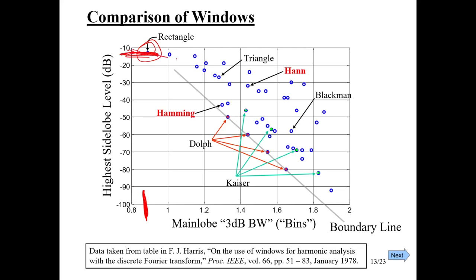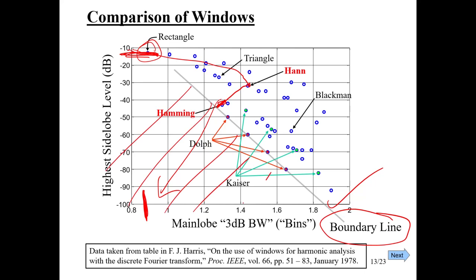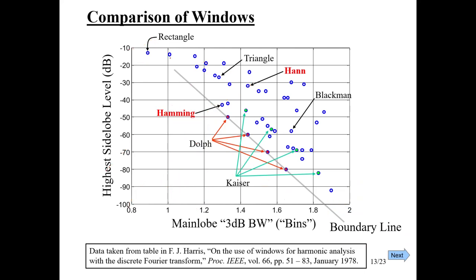And so Hann took us to here, and Hamming took us to here. Ideally, we'd like to be down here. What's this gray line? It's a boundary line. We can show that that is the theoretical line that you cannot get below. So you can see everything kind of lives on that line. The rectangle kind of looks like it's off that line just a little bit, but maybe that boundary curves just a little bit. But that's the basic idea.